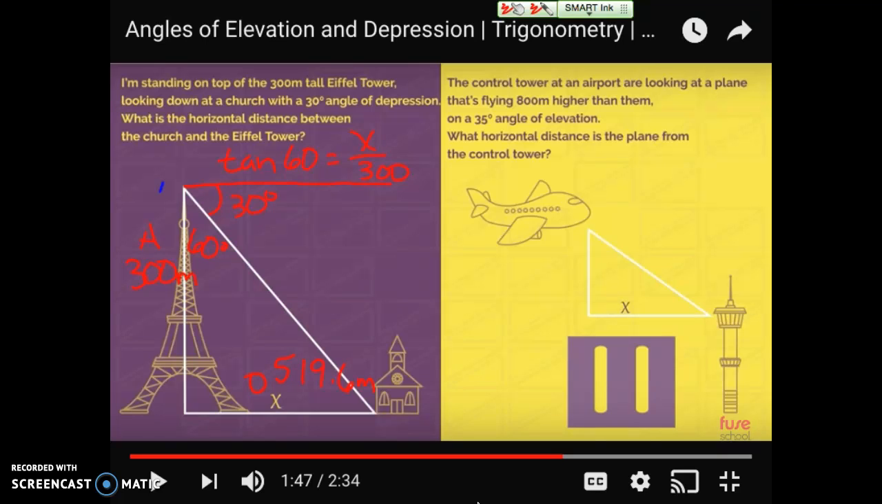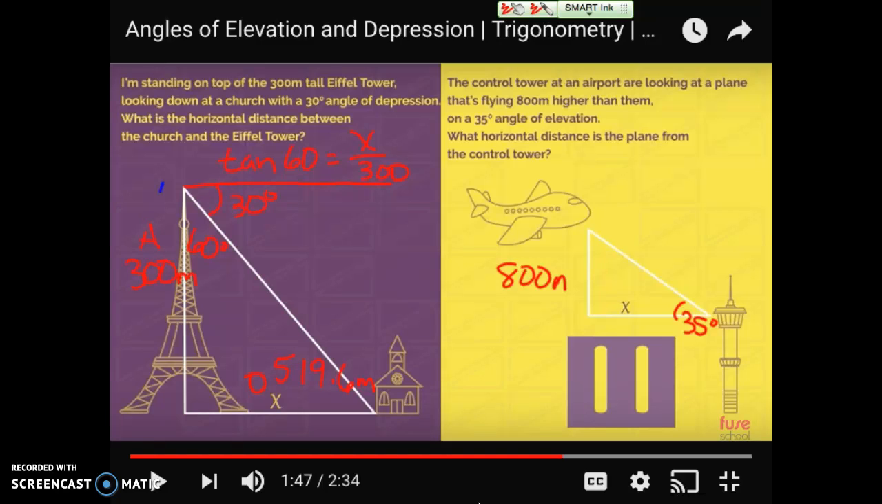All right, in the second problem, it says the control tower of an airport, and we're looking at a plane that's flying 800 meters higher than them. So we're looking at the plane. This is 800 meters. It's a 35-degree angle of elevation. Please remember it's the horizontal distance to the distance that you're looking. So this would be 35 degrees. We don't have to do that extra math here. What is the horizontal distance from the plane to the control tower?